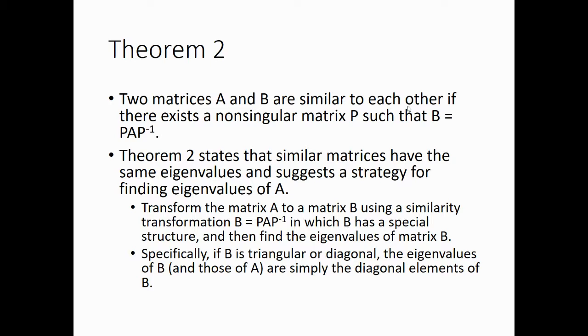B is equal to P times A times P inverse, in which B has a special structure, and then find the eigenvalues of matrix B. Specifically, if B is triangular or diagonal, the eigenvalues of B are simply the diagonal elements of B.